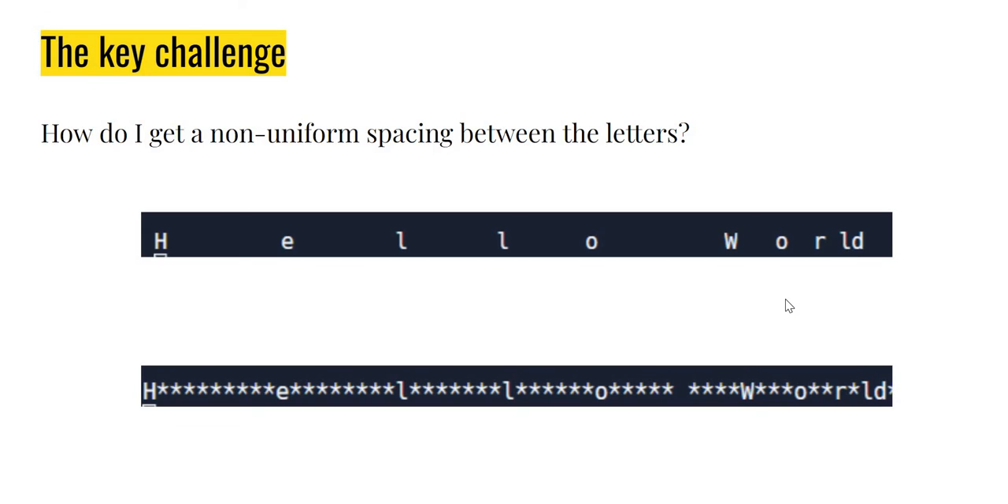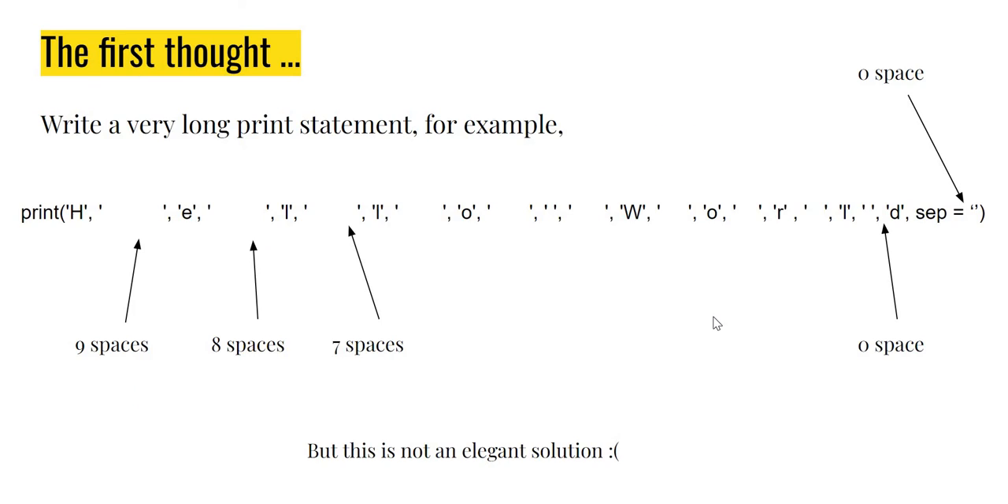Now, why is this hard? Because, well, I can't use a normal step. A normal step will give me exactly equal spacing between all of this. So the first thought that comes to my mind is that I'm going to write a mega print statement where I have print h followed by, let's say, 9 spaces, then an e followed by 8 spaces, and so on and so forth.